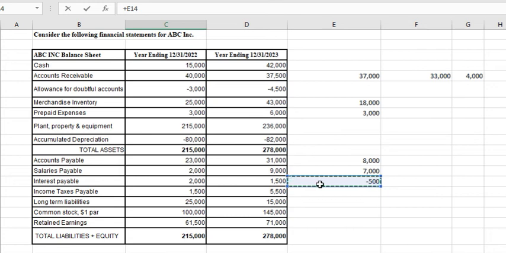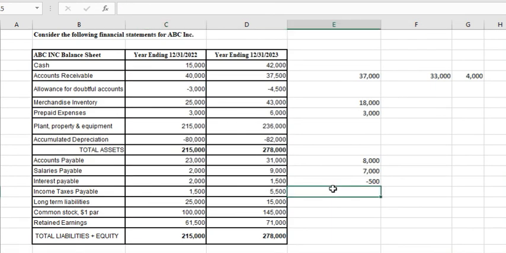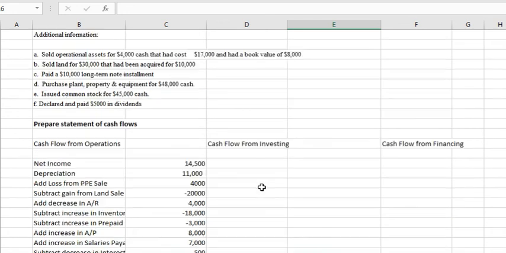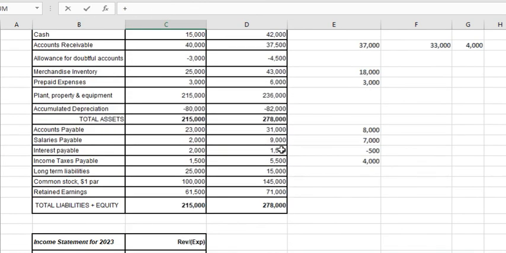Last piece is income taxes payable. That's also part of current liabilities. Taxes payable increased by $4,000. That means something we haven't paid. Add increase in taxes payable. Any increases in current liabilities, as I mentioned earlier, is going to increase our cash.